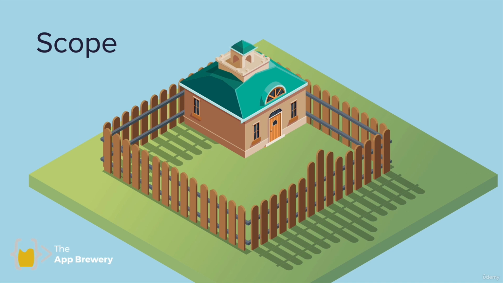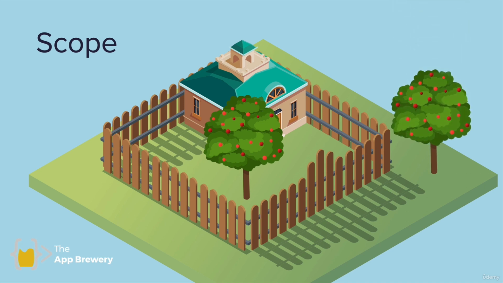Now, if you want to visualize this concept, imagine you have a house with a fence around it and you plant an apple tree inside your garden. Think about who can access those apples. Just you and your family, right? But what if instead you had an apple tree in the neighborhood, by the sidewalk, for example? Well, this is kind of a free for all. Anybody can go and access those apples. This is a starting point for how to understand scope.